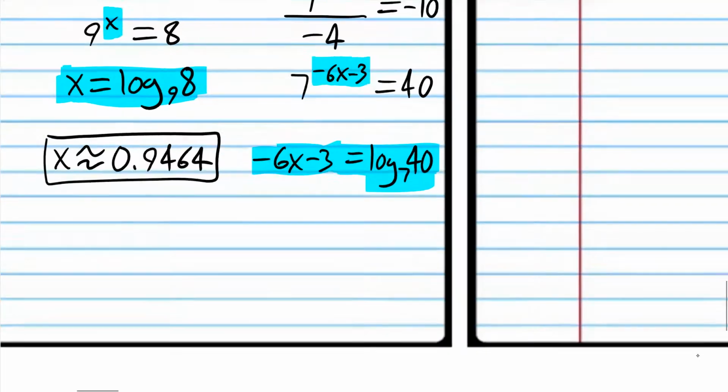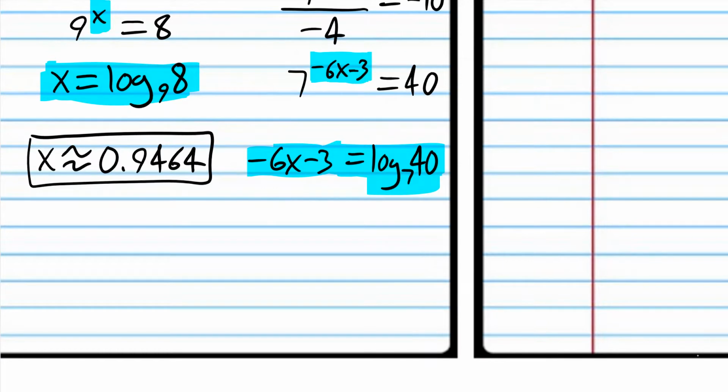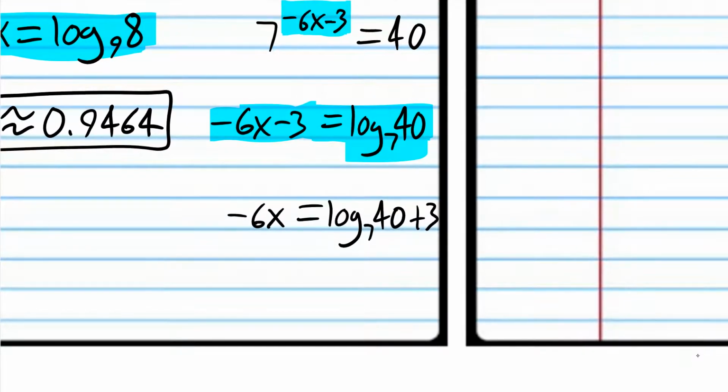Now, before we actually use our calculator, we're going to go ahead and solve for x, because we don't want the blue power. We don't want that at all. We want x. What x do you plug in here to give you this log base 7 of 40? So we're going to solve for x, add 3 to both sides. So we have log base 7 of 40 plus 3. And remember, you cannot add 40 and 3. The 40 is inside the log function. Now we're going to divide both sides by -6.